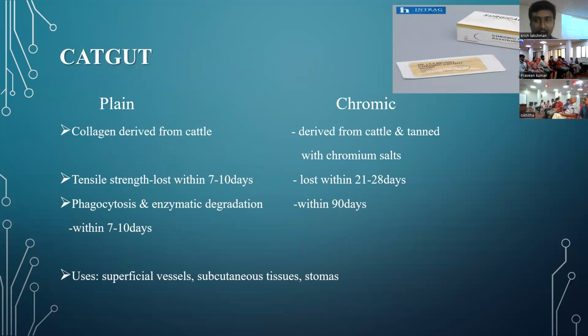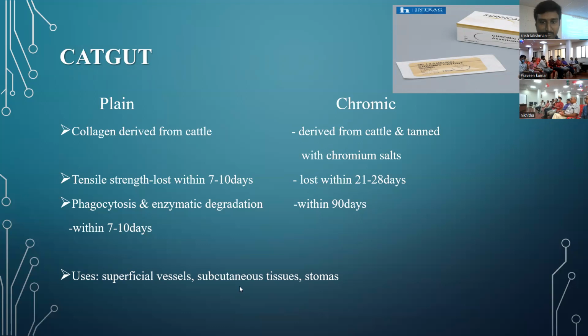Catgut is of two types, plain and chromic. It is derived from the cattle. Plain is derived from the cattle, and chromic is, along with plain, tanned with chromium salts. So in plain, the tensile strength is lost within 7 to 10 days, but due to tanning with chromium salts, chromic has a longer duration, that is 21 to 28 days. As it is a natural suture, it undergoes phagocytosis and enzyme degradation within 7 to 10 days, but chromic has a longer duration of 90 days. It is used in superficial vessels, subcutaneous tissues, and in stomas.